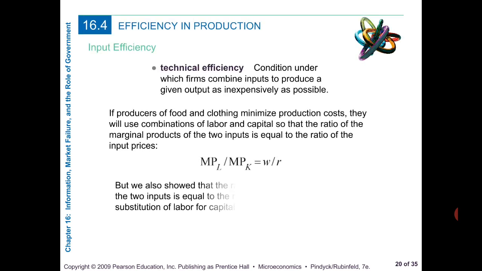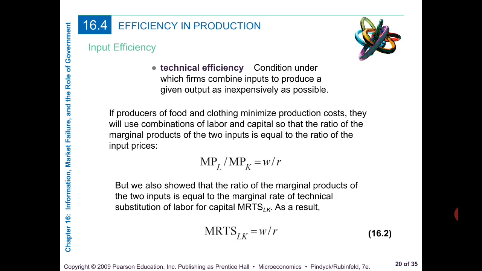Alright, let's look at efficiency in production. We're going to look at two types of efficiency here. One is input efficiency, which is also called technical efficiency. It is the condition where firms combine inputs to produce a given output as inexpensively as possible. That means they combine resources together. Remember, a firm's function is to combine resources in the most inexpensive way possible. So that is called technical efficiency.